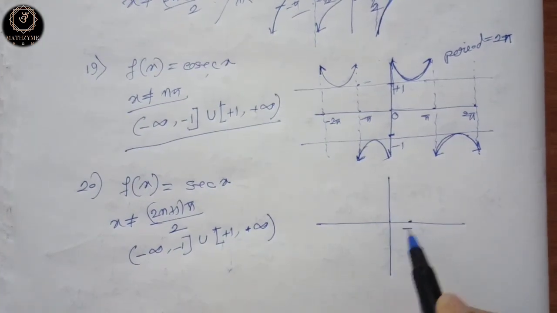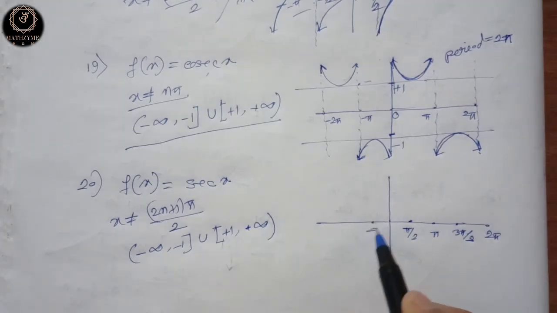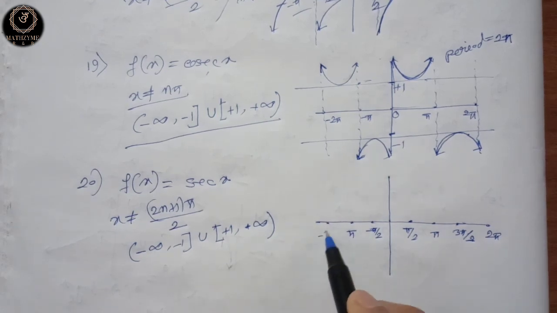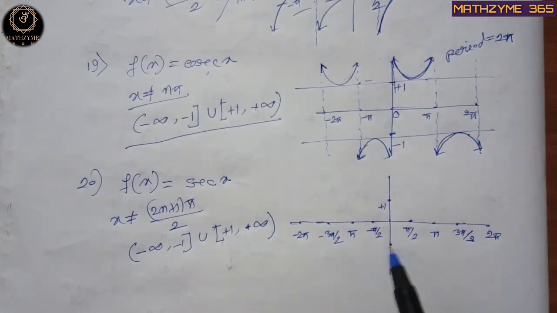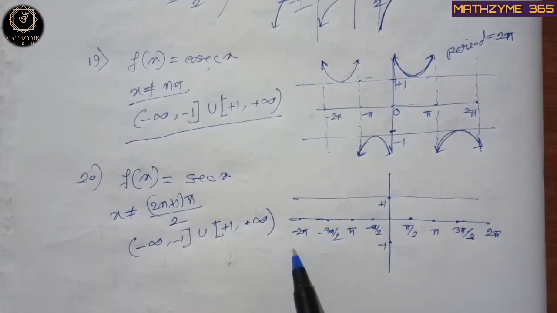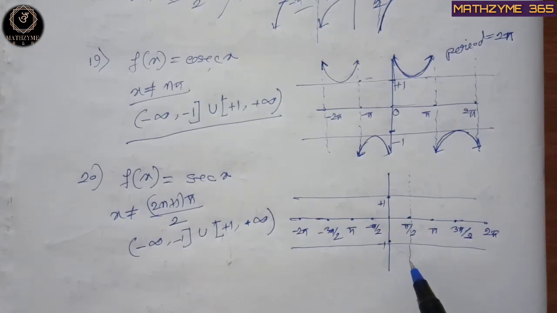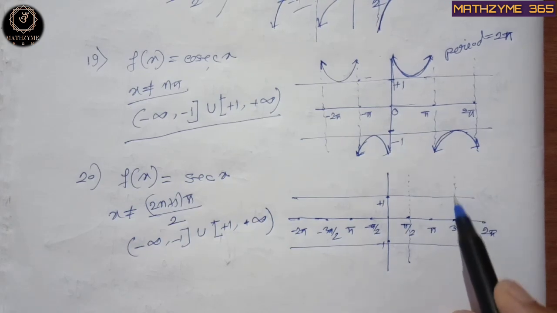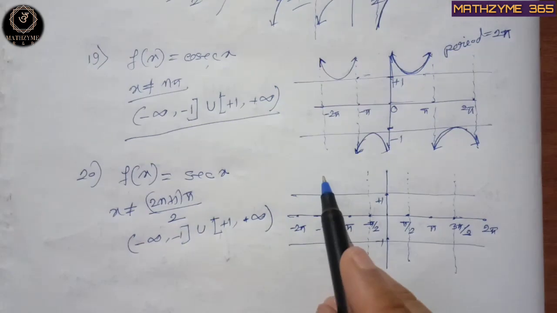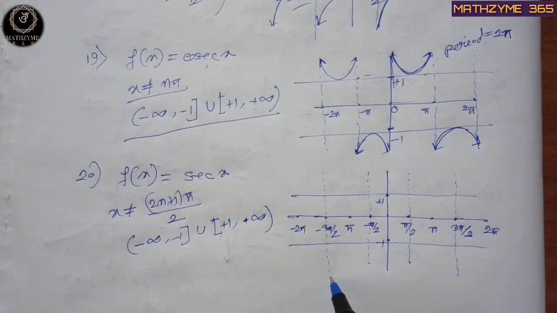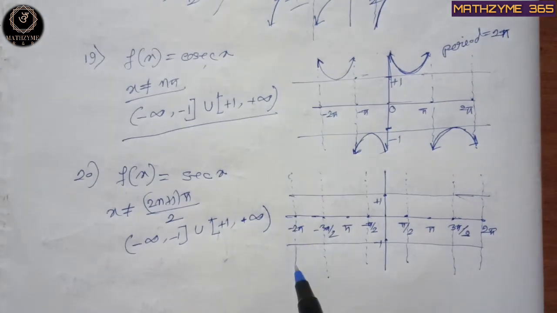0, pi by 2, pi, 3 pi by 2, then 2 pi, and here negative pi by 2, negative pi, negative 3 pi by 2, and also negative 2 pi, and y takes plus 1 and minus 1. First we draw the parallel lines up from the x-axis, and we construct these dotted lines also to make our drawing easier. Pi by 2, pi, 3 pi by 2, negative pi by 2, negative 2 pi.